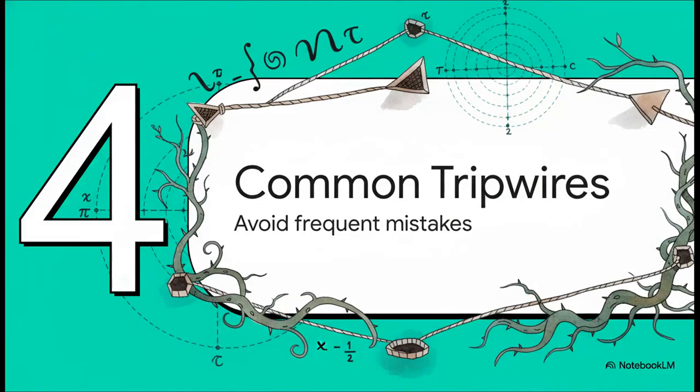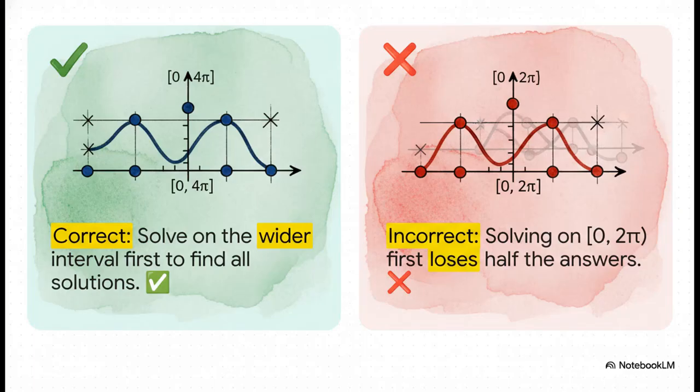Now, this method is super powerful, but there are a couple of common tripwires that can catch even the best students off guard. So let's go over them so you can avoid all that frustration. Okay, this is, without a doubt, the number one mistake: forgetting to widen the interval. The incorrect approach on the right shows exactly what happens if you solve on the normal 0 to 2 pi interval first. You miss half the answers. They're just gone. The correct way, shown there in green, is to widen the interval before you solve.